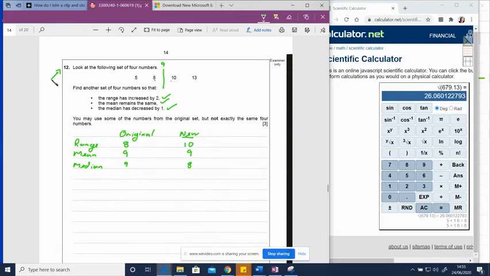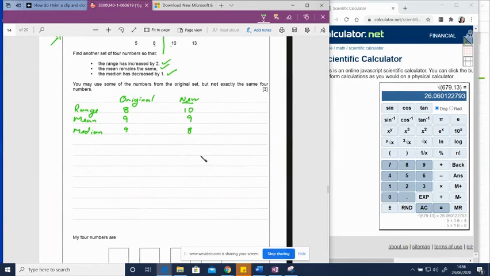Now, the final clue says you may use some of the numbers from the original set, but not exactly the same four numbers. There are quite a few combinations that you could use. If I start with the number 5 as my smallest number in the new set, the largest number in the new set is going to have to be 10 bigger than 5, so it's going to have to be 15. So I've got my largest and my smallest number with a difference of 10.